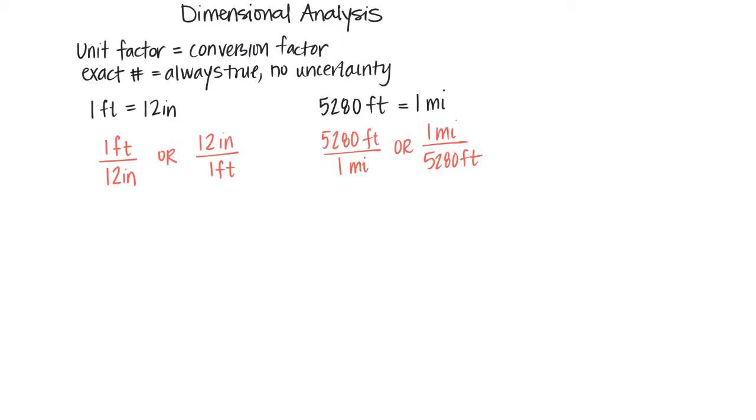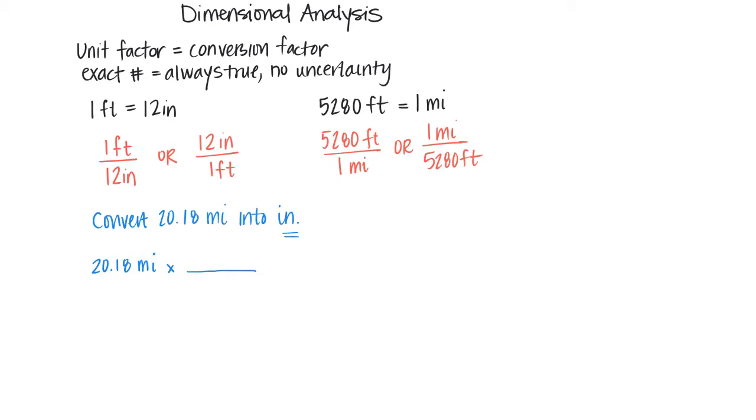So let's use dimensional analysis and these unit factors to convert 20.18 miles into inches. We start by writing the given unit and quantity, and in dimensional analysis, unit factors will be multiplied and units are canceled until we reach the desired unit. In this case, it's going to be inches.